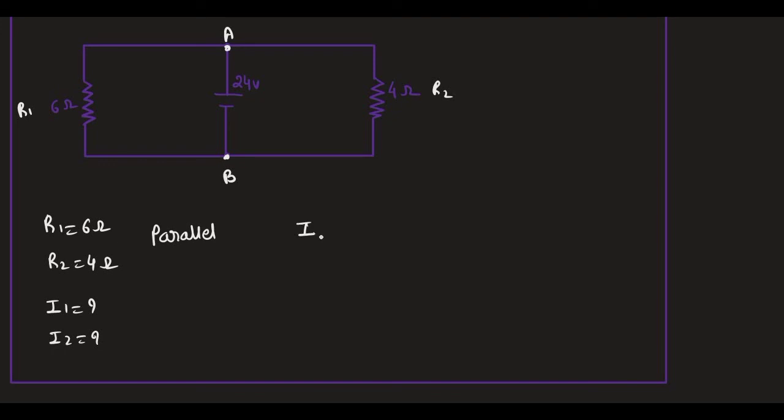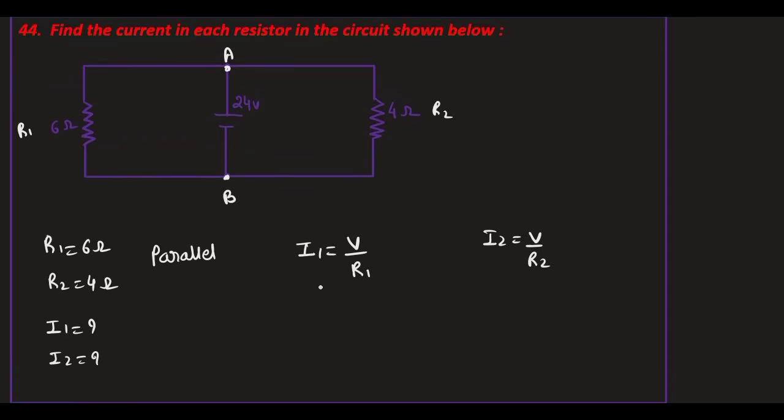We know that in parallel the current is different but the potential difference is constant, and I1 is equal to V by R1 and I2 is equal to V by R2. Substituting the values, the potential difference given is 24 volt and the resistance is 6 ohm, so 6 ones are 6, 6 fours are 24, that is 4 ampere is the current I1. And I2, the current across resistor R2, is 24 by 4 ohm, 4 sixes are 24, and therefore the current across resistor R2 is 6 ampere.